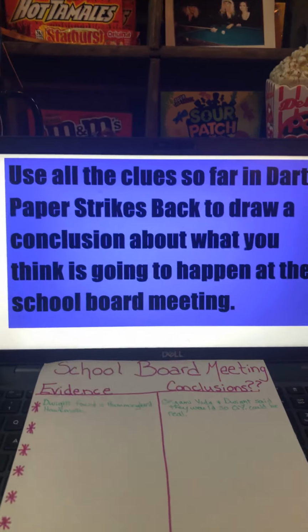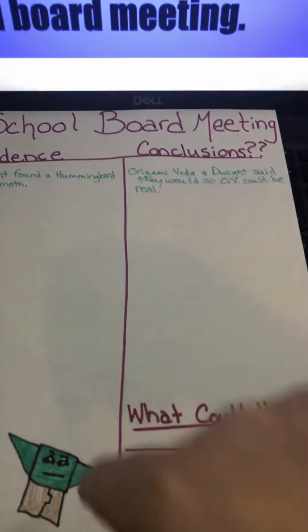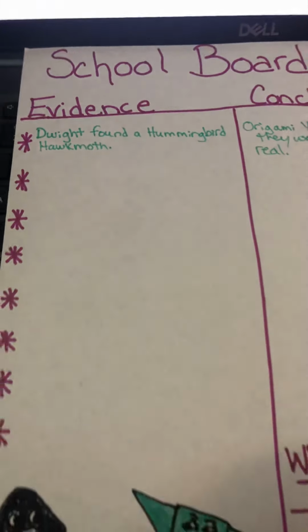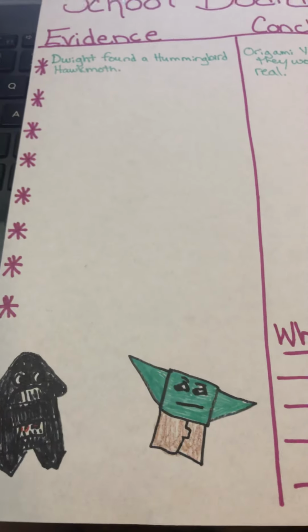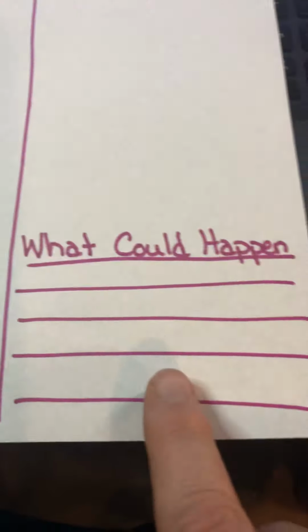You can use any kind of paper you want. I wrote at the top, school board meeting. I made a T chart. See how it looks like a T to organize my information. On this side, I'm going to list all my pieces of evidence. I drew down here a little bit, little doodling. And then on this side, what conclusions can I make according to this evidence about what could happen?